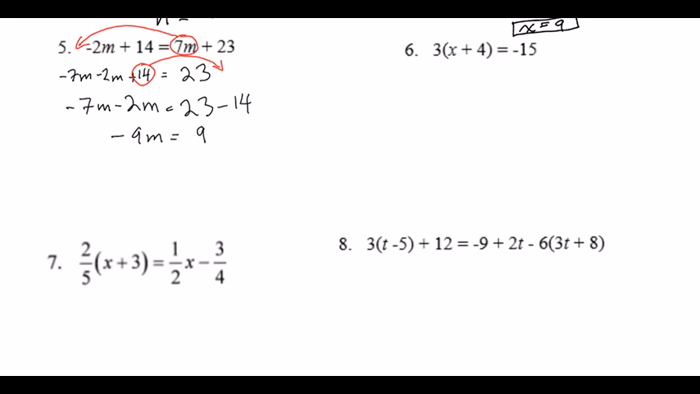Now in order to get rid of the negative 9, we divide both sides by negative 9. And we get negative 1 on the right, and m is equal to negative 1.